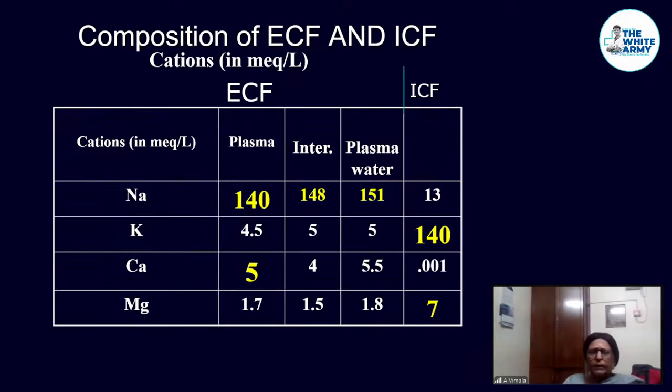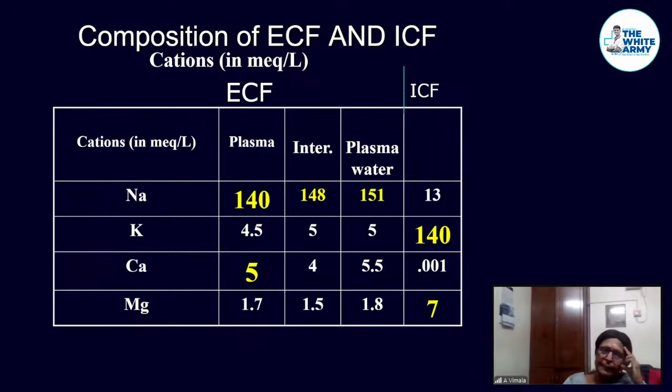Now, let us see what we said: the body compartment is divided mainly into the ECF compartment and the ICF compartment. The ECF compartment further has a plasma compartment. Plasma is again composed of 93% water and the remaining is the solid non-aqueous phase. Then you have the interstitial fluid and the transcellular fluid. The major cation in extracellular fluid is sodium, whereas the major cation in ICF is potassium.